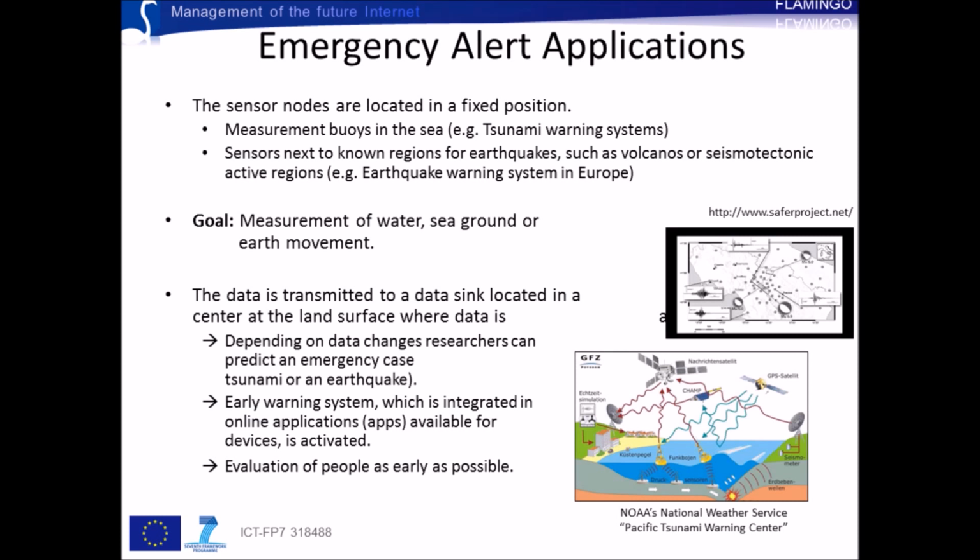The data is transmitted to a data sink located in a research center at the land surface where data is analyzed. Depending on the data changes, researchers can predict an emergency case, for example a tsunami or an earthquake. Early warning systems, which are integrated in online applications which are available for devices like the mobiles, are then activated. As a result, an early evacuation of the people can be done.